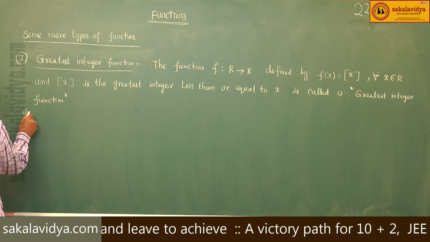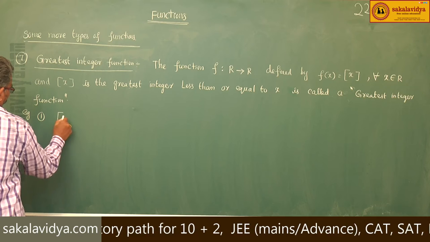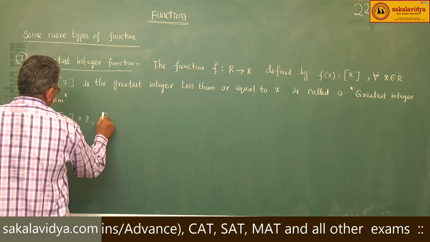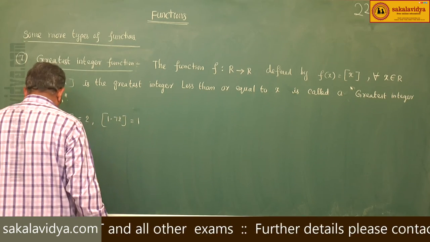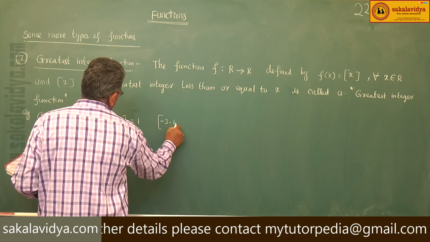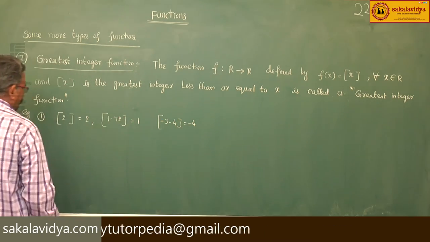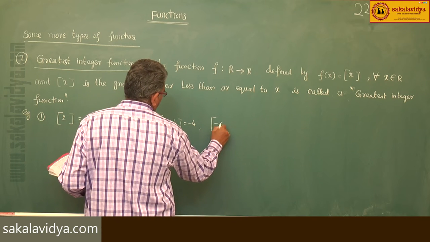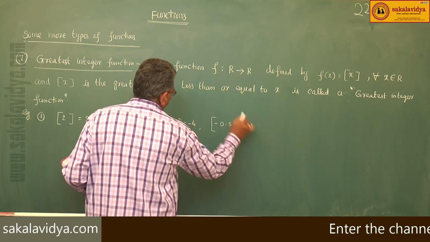Examples. So now integral part of 2 is 2, integral part of 1.72 is 1, now integral part of -3.4 is -4, and next integral part of -0.57 is -1.